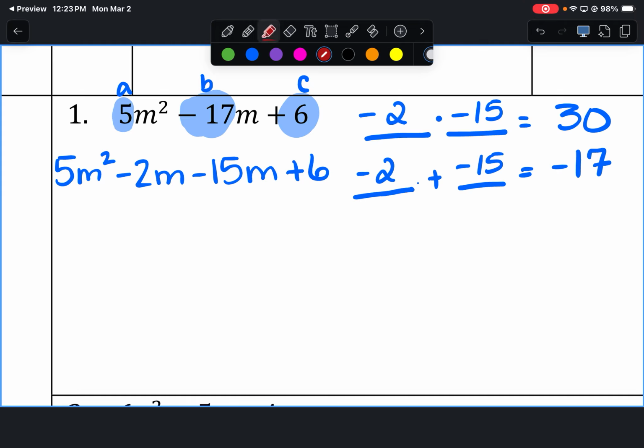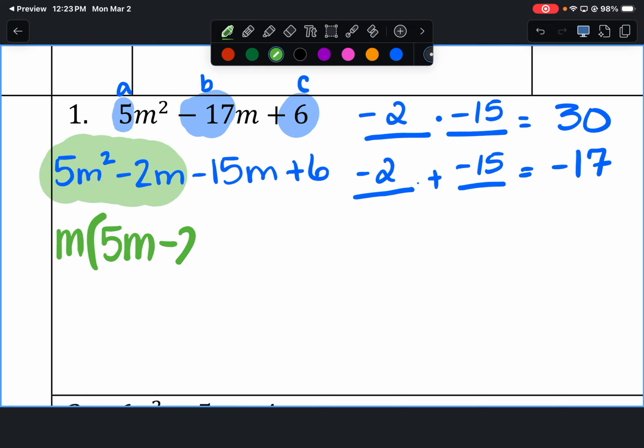Okay, then it's just factoring by grouping. So let's group the first 2 terms. What is our GCF of the first 2? M. That's all we can take out. So what is that going to leave us with? 5m minus 2. Okay, for the second half. Negative 3. Okay, and what is negative 15m divided by negative 3?